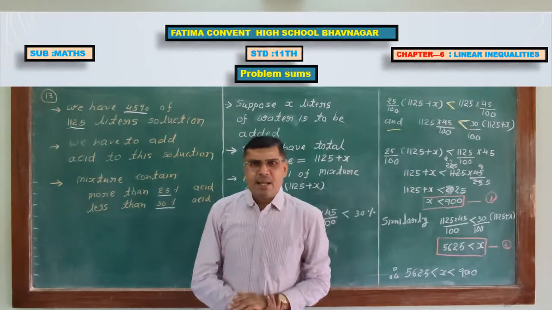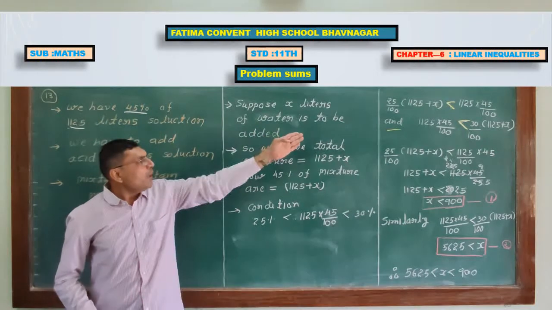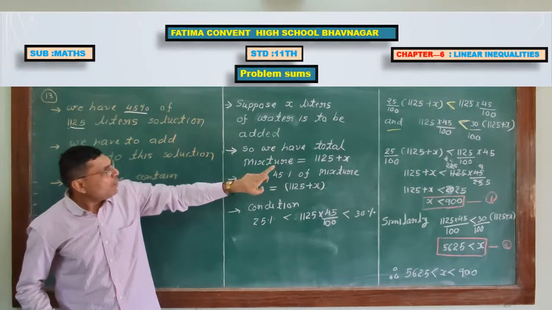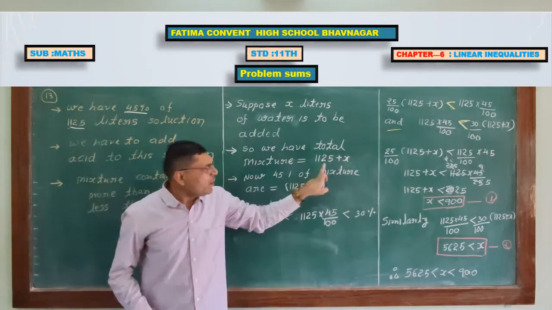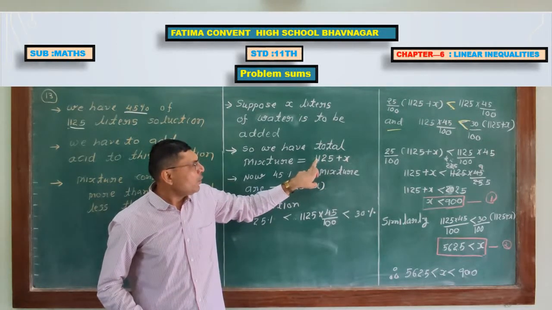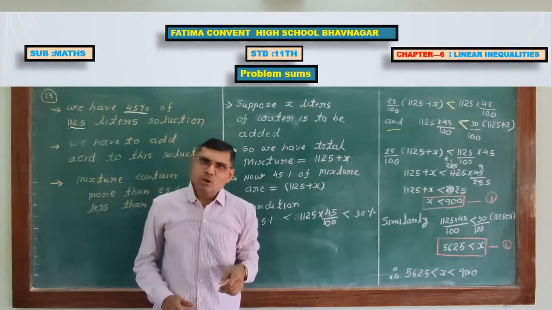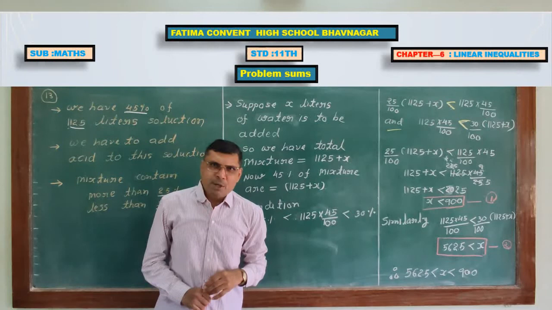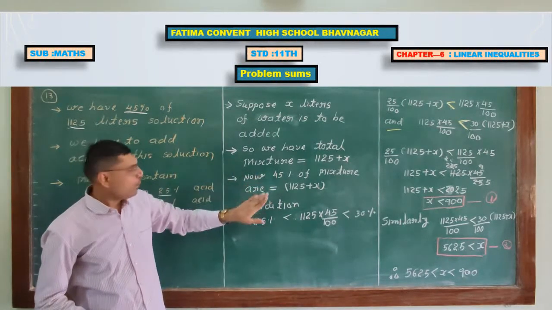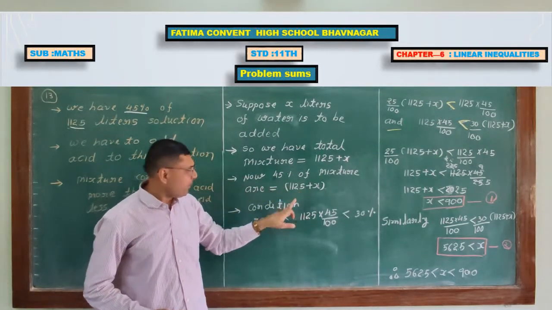Okay, look at the last line. What you have to find out? That is your supposition. Suppose X liters of water is to be added to that mixture. Alright, so the total mixture will be 1125 liters plus X that you are adding. So this will be the total mixture. Now, 45% of the mixture is what? We have 1125 plus X.